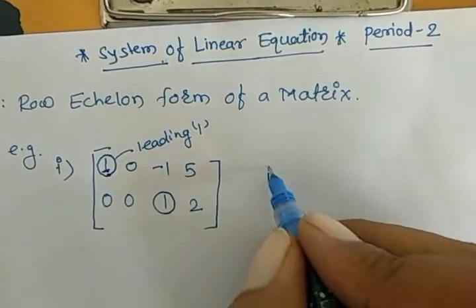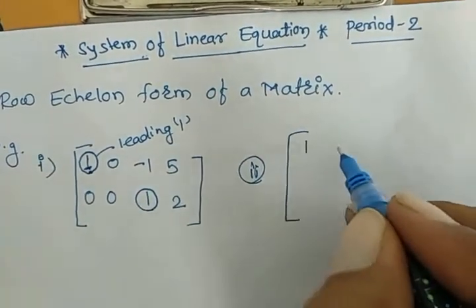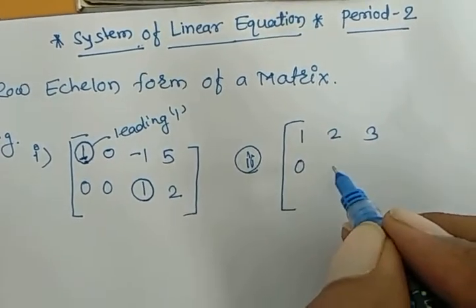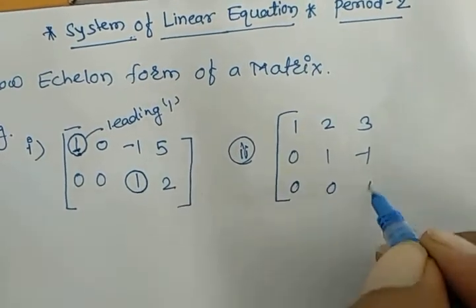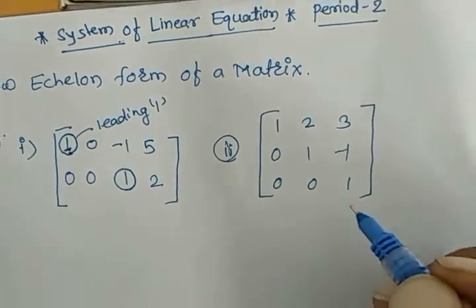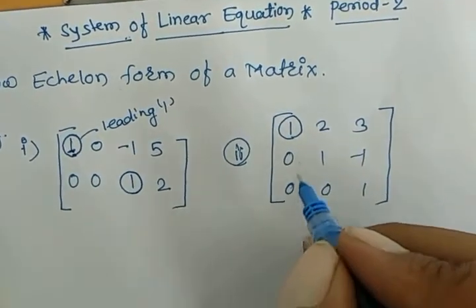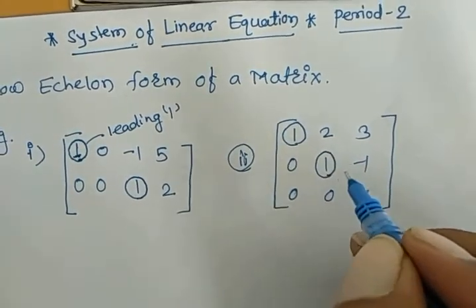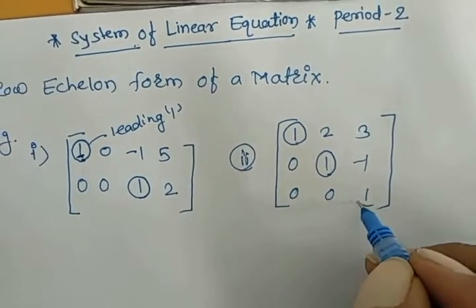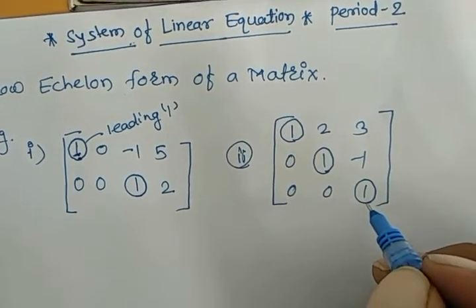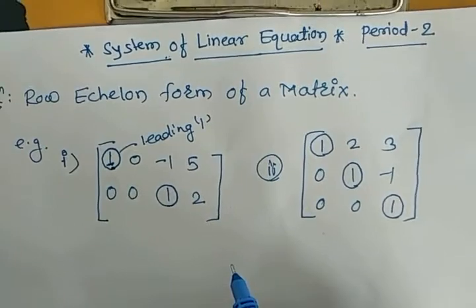Again, as a second example, we consider the matrix with rows 1, 2, 3; 0, 1, -1; 0, 0, 1. In this, the first leading 1 is at position A11, and all elements below it are 0. The next leading 1 is at position A22, and all elements below it are 0. And the third is at position A33. So it is also a row echelon form of a matrix.